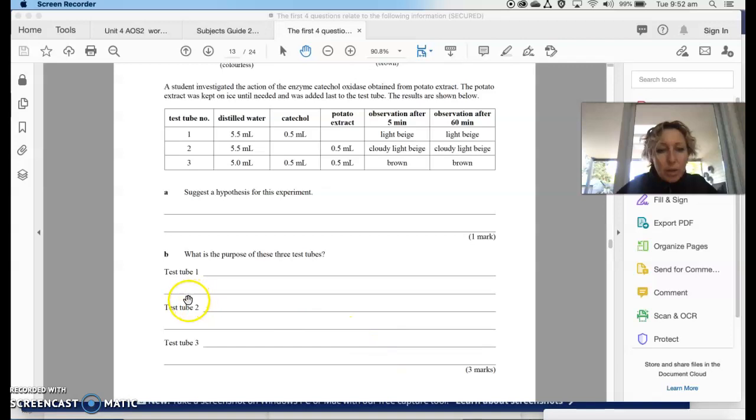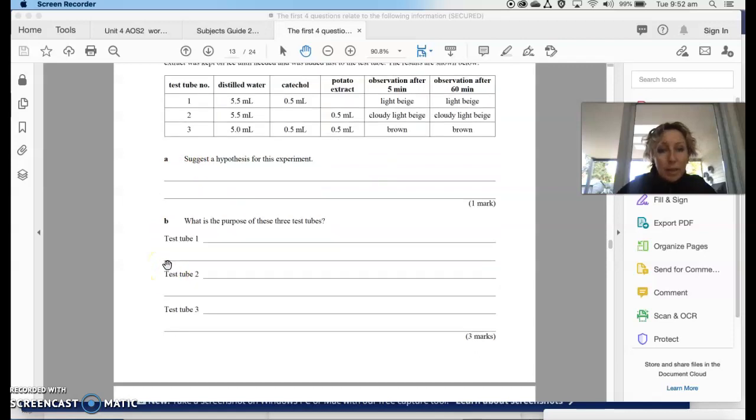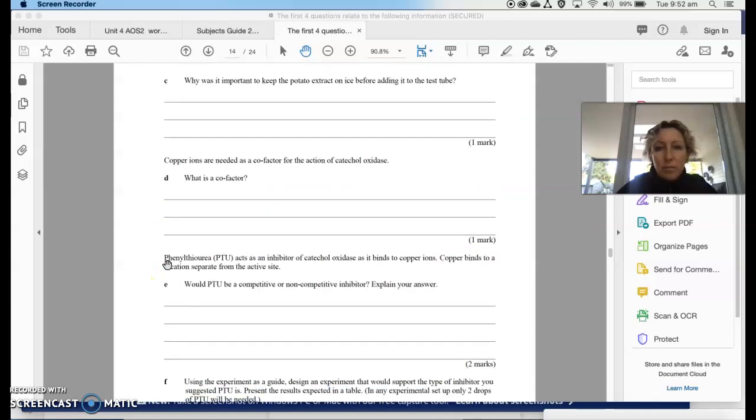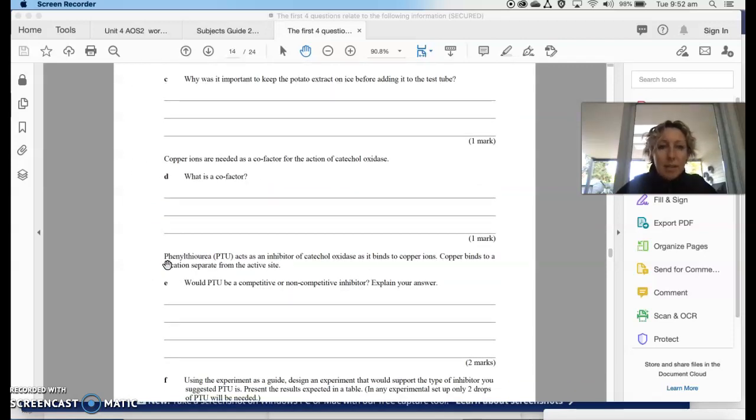Test tube 2, the same thing. Have a look at the things that are included in test tube 2 and tell me what the purpose is. What's the experimenter finding out by running this test tube 2? And then what does test tube 3 tell us? What's the purpose of that one? Okay, press pause and try these questions A and B for me, and then unpause when you've completed those. And let's have a little look at section C.